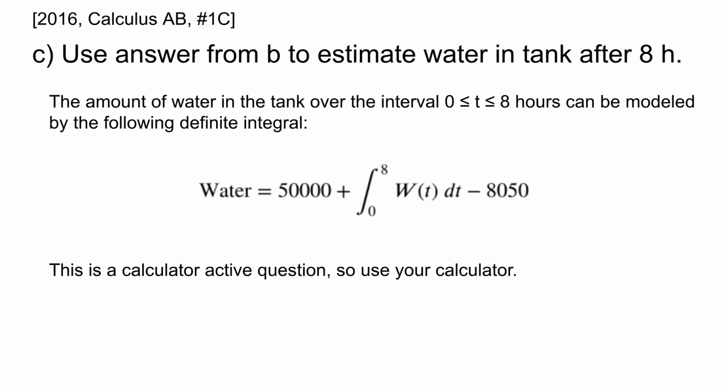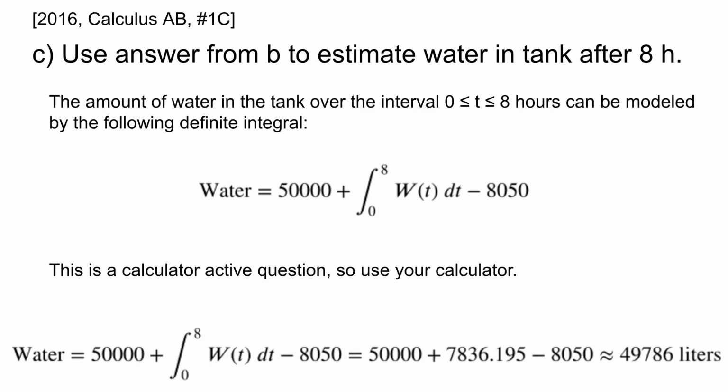Since this is a calculator active question, feel free to use your calculator. The amount of water will be 50,000 plus 7,836.195 minus 8,050, which is about 49,786 liters.